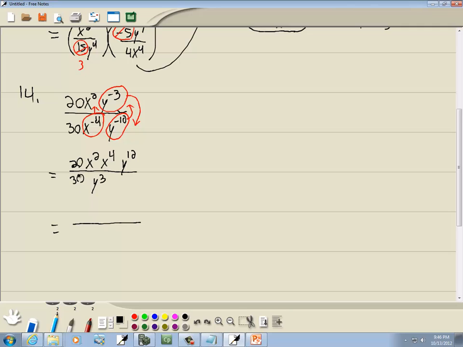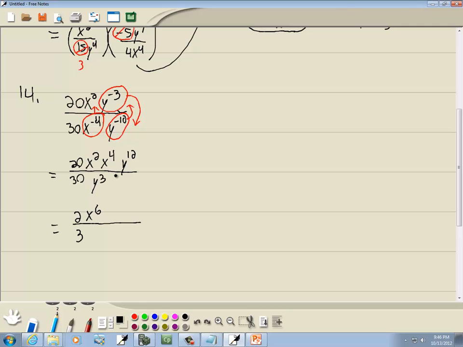Now 20 over 30, they're both divisible by 10. 20 divided by 10 is 2. 30 divided by 10 is 3. Now x squared times x to the 4th, you're going to add the exponents. 2 plus 4 gives us 6.